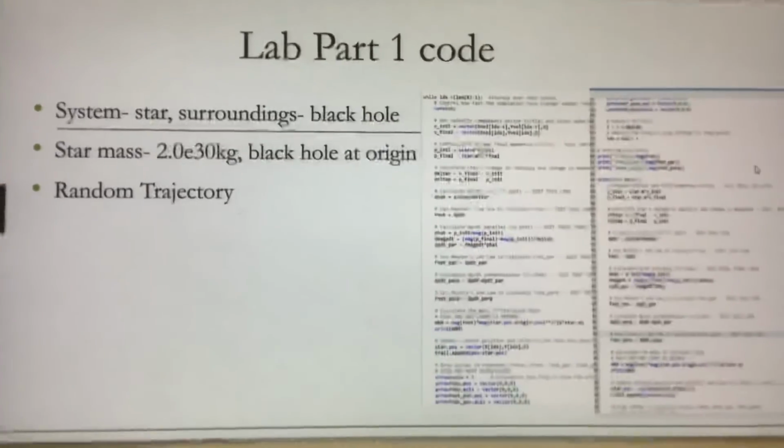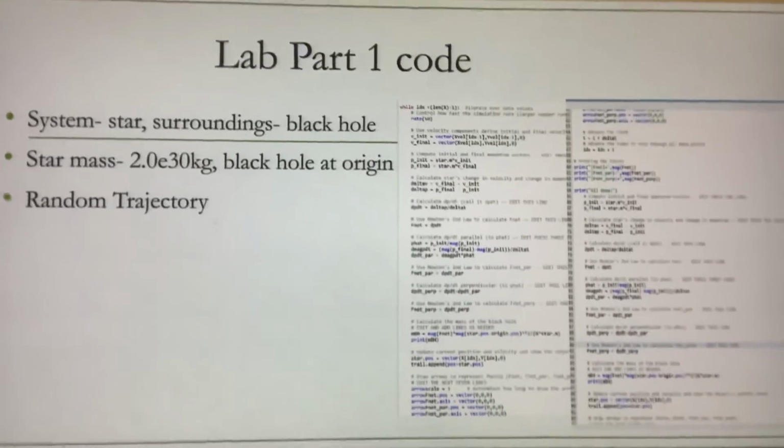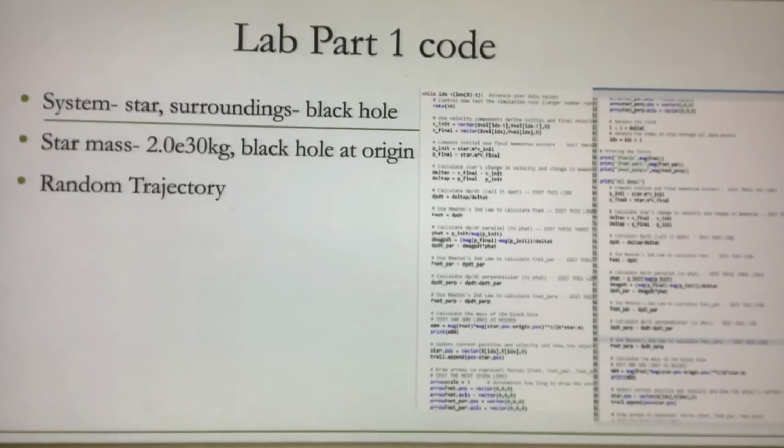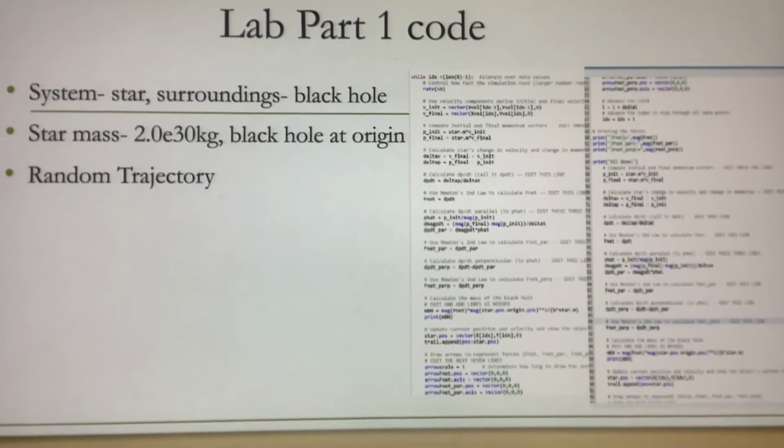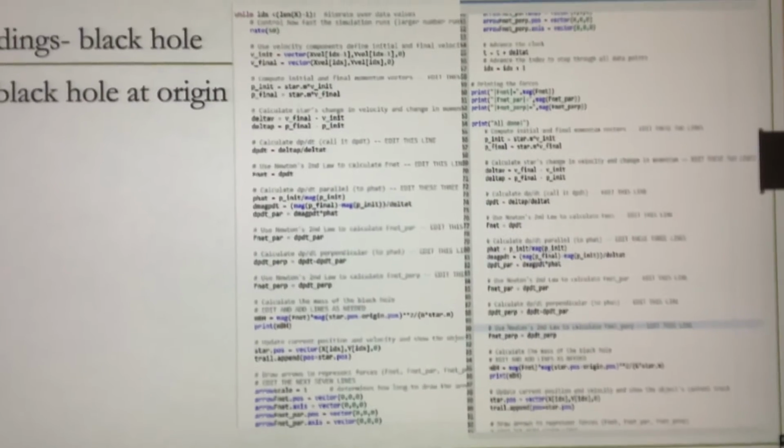For lab 1, the system is the star and the surroundings are the black hole. The star mass was 2 times 10 to the 30 kilograms, and the black hole is at the origin with a random trajectory. And this is the code that essentially matters.